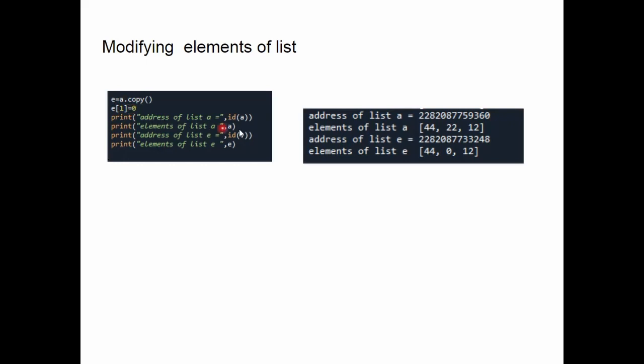So here, if we display the list A, what we are going to see is 44, 22 and 12. And after the modification of E of 1 is equal to 0, E is going to change its second element.